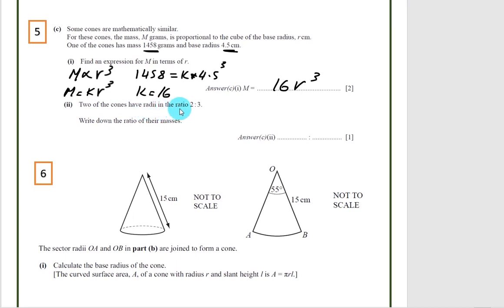Two cones have radius in the ratio 2 to 3. Write down the ratio of their mass. So r1 to r2 is equal to 2 to 3. M1 to M2 is equal to R1 cube to R2 cube. Why cube? Because he said here that the mass is proportional to the cube of the radius. So it will be 2 to 3 power 3, so the ratio here will be 8 to 27. According to what is written in the question, mass is proportional to the cube of the radius, so R1 cube to R2 cube.